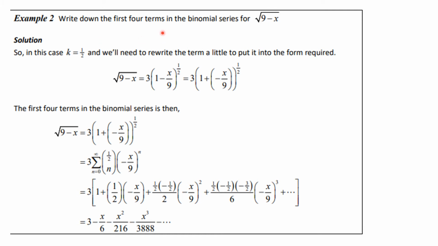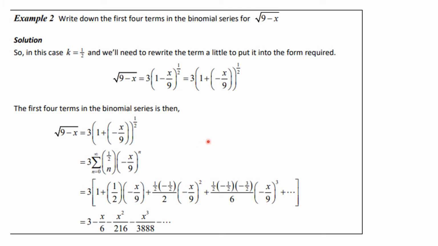Let's do an example. Here I ask you to write down the first 4 terms of the binomial series for the square root of 9 minus x. Well, in this case, k, the exponent, is 1/2, and we need to rewrite the term a bit to put it in the form required. So the square root of 9 minus x, I can factor a 3 out of that, and then this is going to be 1 minus x over 9 whole to the 1/2, and just to make it look exactly like the theorem, this is 3 times 1 plus minus x over 9 to the 1/2.